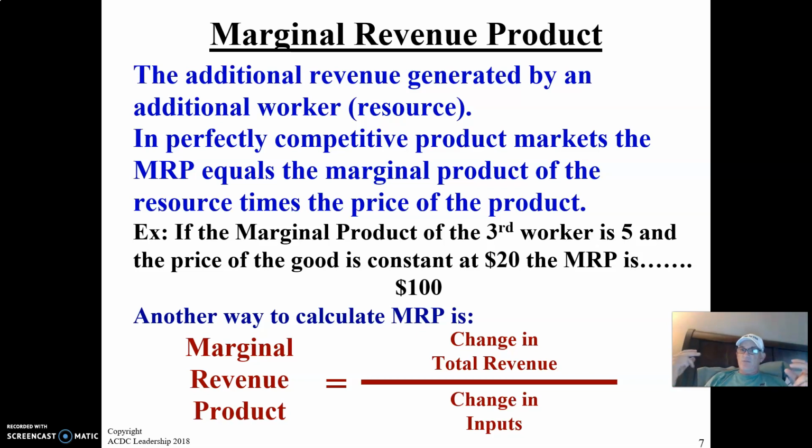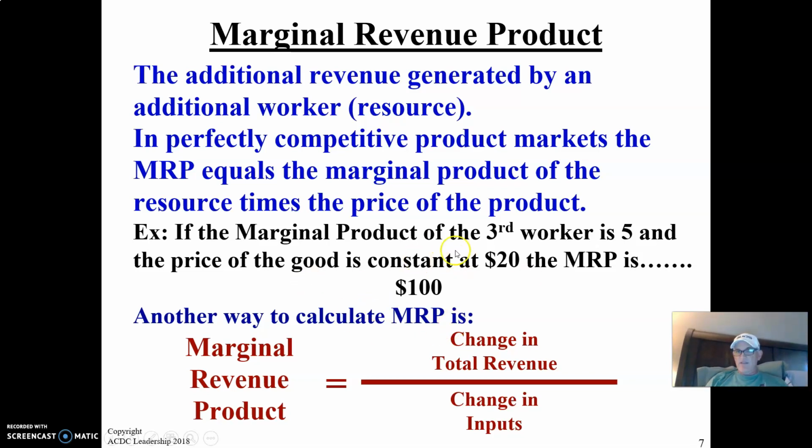Well, what if the push-ups were worth $2? They bring 20 push-ups to the table. I can sell them for $2. They're now worth $40. And all I have to do is determine, okay, I'm only paying them 10, I'm bringing in $40. That's a good hire, okay?